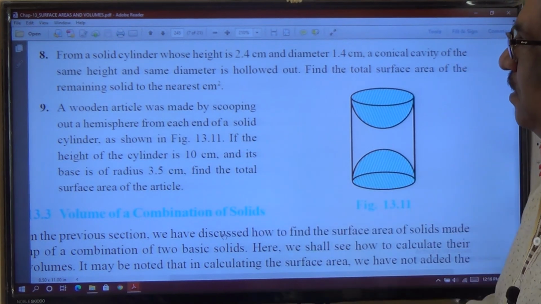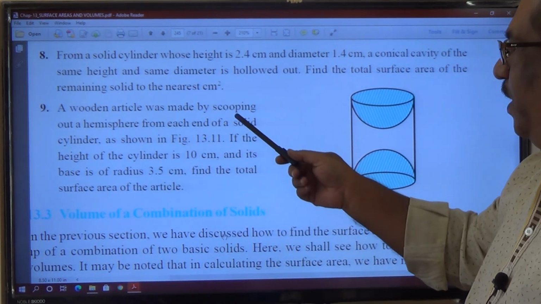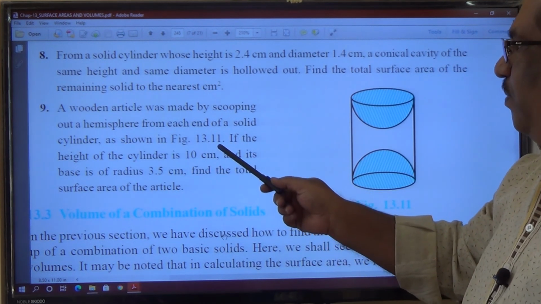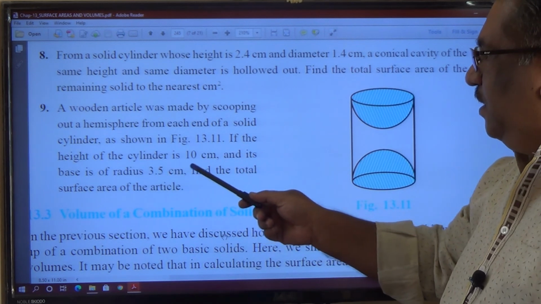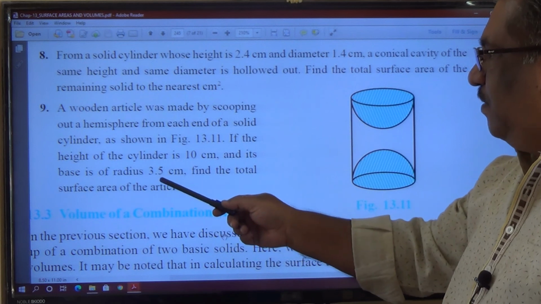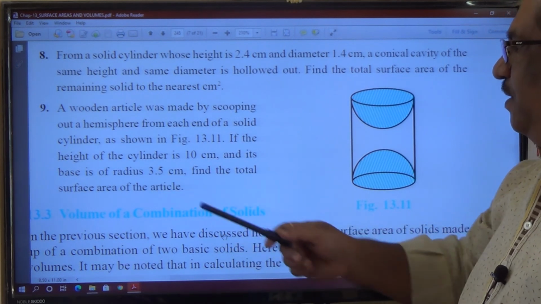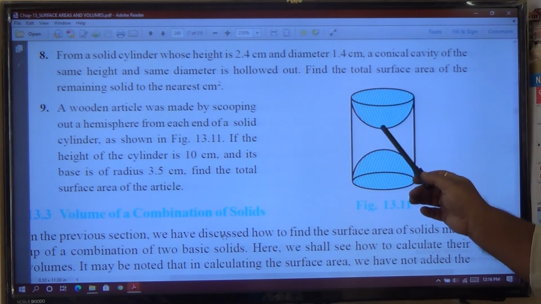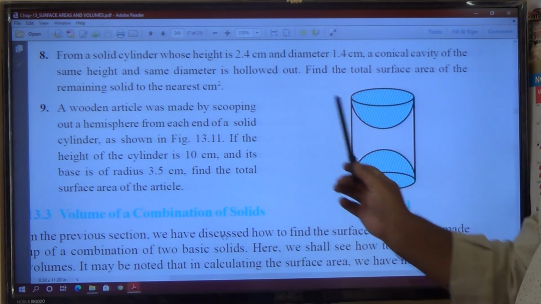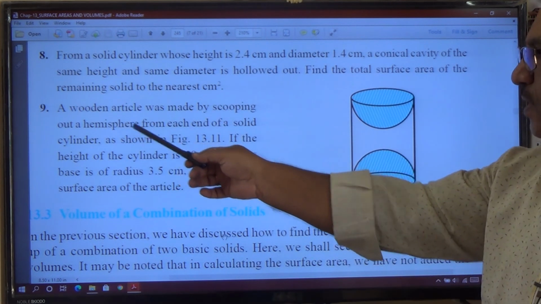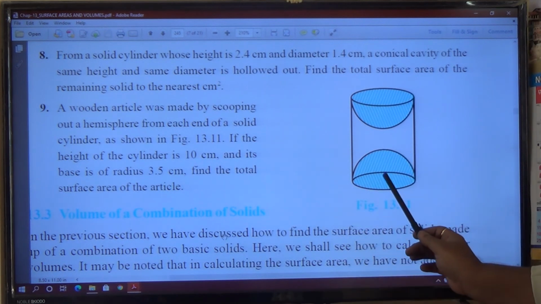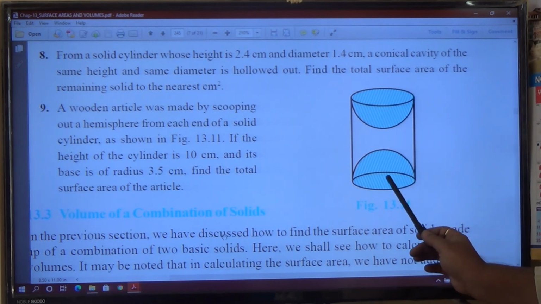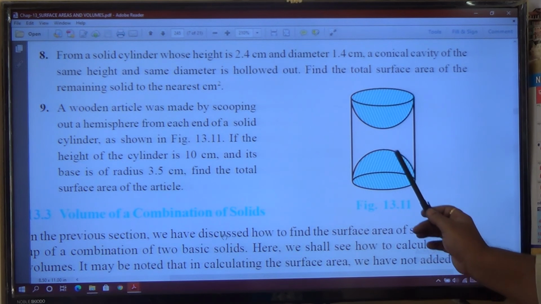Last question of this exercise, question number 9. A wooden article was made by scooping out a hemisphere from each end of a solid cylinder as shown in figure 13.11. If the height of the cylinder is 10 centimeter and its base is of radius 3.5 centimeter, find the total surface area of the article. Cylinder, and from two ends hemispheres have been scooped out. It is a wooden article and this is made by scooping out a hemisphere from each end of a solid. What is given here? Radius is 3.5 centimeter and height is 10 centimeter. Here radius of the cylinder is equal to radius of the hemisphere.